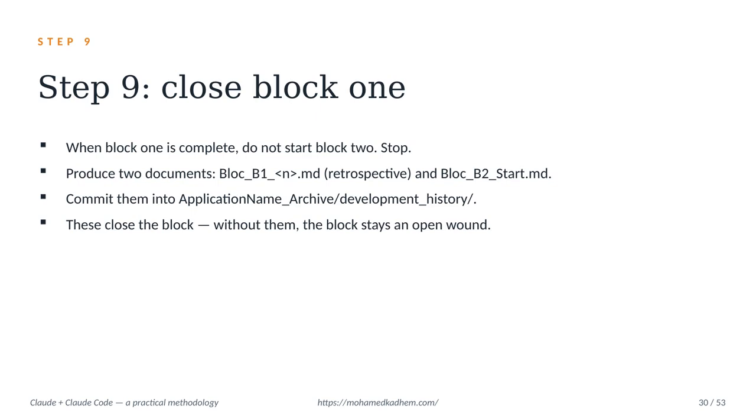When Block 1 is complete, all tests pass, the feature works, the diff is committed. Do not start Block 2. Stop. 2 documents must be produced before anything else: a retrospective of what was just done, and a starter for what comes next. The PDF gives the exact naming convention and the structure of each. These 2 files are what turns a block into a closed chapter, rather than an open wound. Commit them into the development history.